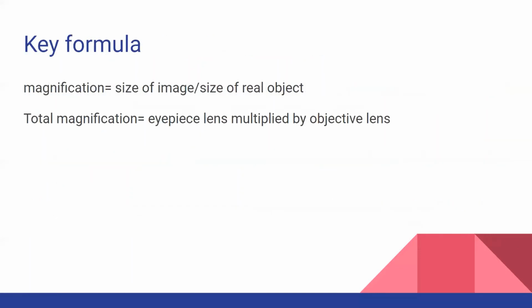Some key formulas that we need to remember when doing microscope calculations is that magnification equals size of the image divided by the size of the real object. And also the other equation that we need to know is the total magnification equals the eyepiece lens multiplied by the objective lens.